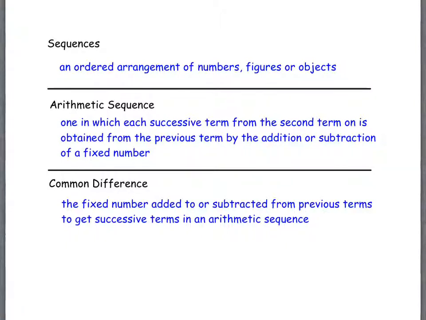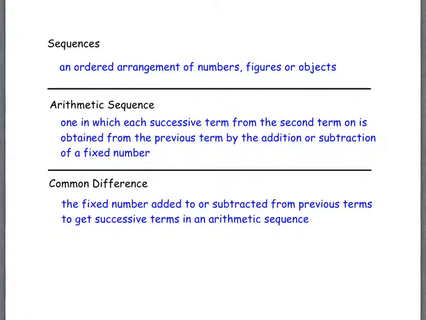Right? The number that you add every time to get the next term is called the common difference. And I know difference makes it sound like subtraction. The reality is you don't have to add a positive number every time. You could be adding a negative number or subtracting every time too.